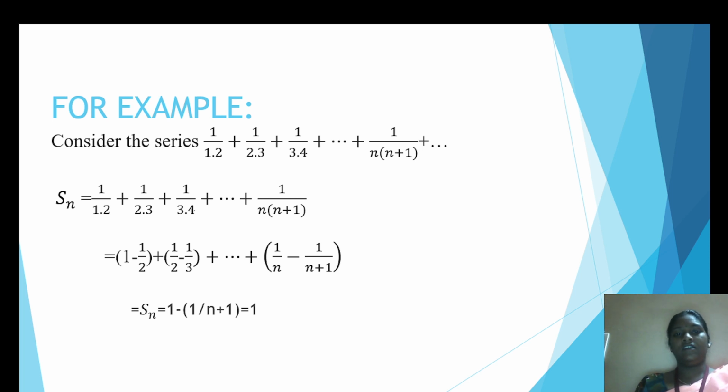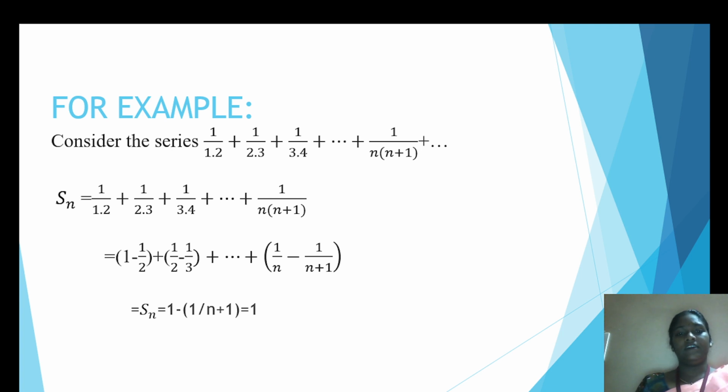this section. The last term, that is 1 by n into n plus 1, you split it in terms of partial fractions by using 1 by n minus 1 by n plus 1. And when you remove the brackets here, minus 1 by 2 plus 1 by 2 minus 1 by 3 plus 1 by 3, everything gets cancelled. The leftover terms here: the first term is 1 and the last term is 1 by n plus 1. And when I apply the limit as n tends to infinity, this value becomes 0. The leftover term is 1.